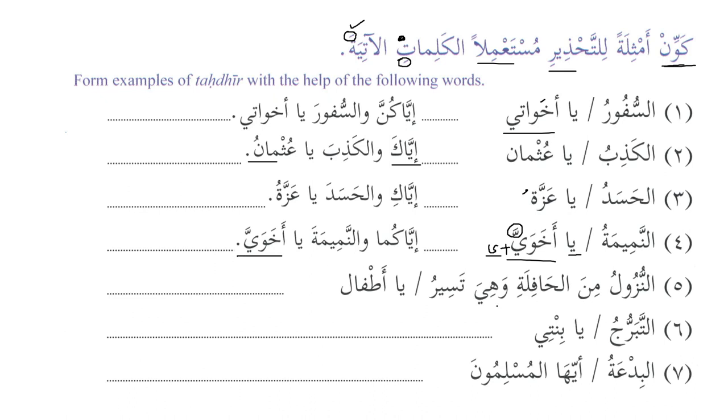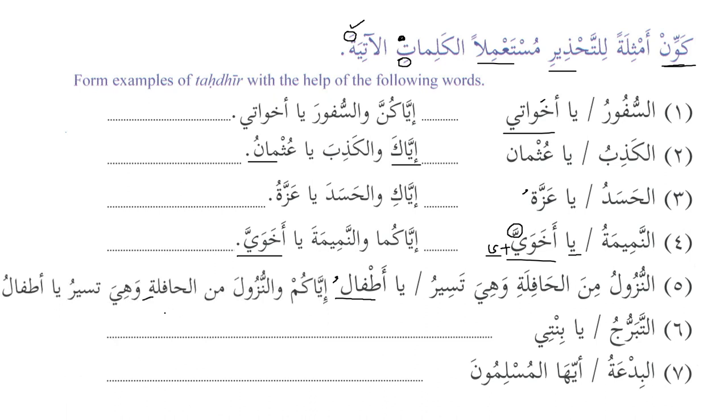النزول من الحافلة وهي تسير يا أطفال. So you want to say, oh children, do not get down from the bus when it is moving. إياكم. Children, so إياكم. Perfect. إياكم والنزول من الحافلة وهي تسير يا أطفال. So don't get down from the bus when it is moving.